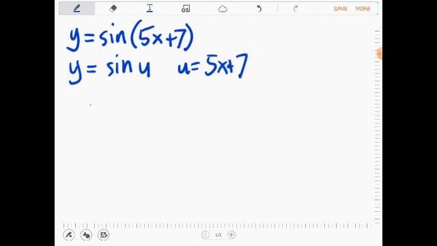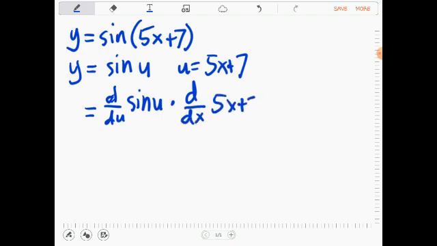So therefore, yung ating y prime is the derivative of y. So d over du dy, kasi y ito, 'di ba? Sine of u times the derivative of u, which is 5x plus 7. Okay? So, ano ba yung derivative ng sine u? Di ba cosine u? Then, yung derivative ng 5x plus 7, ito ay constant, so magiging siyang 0.